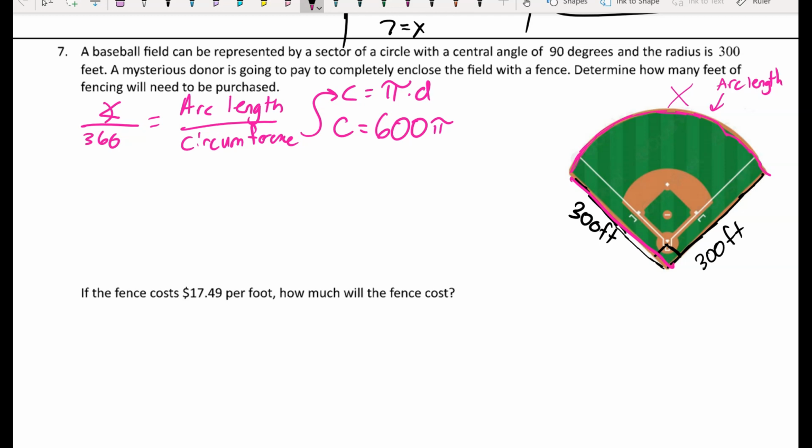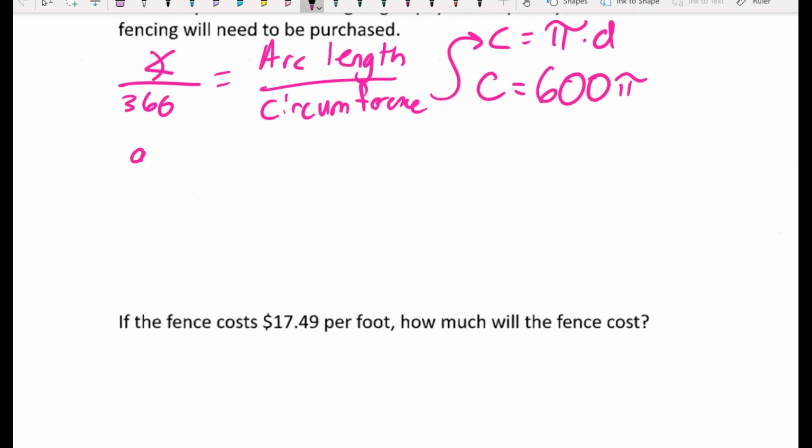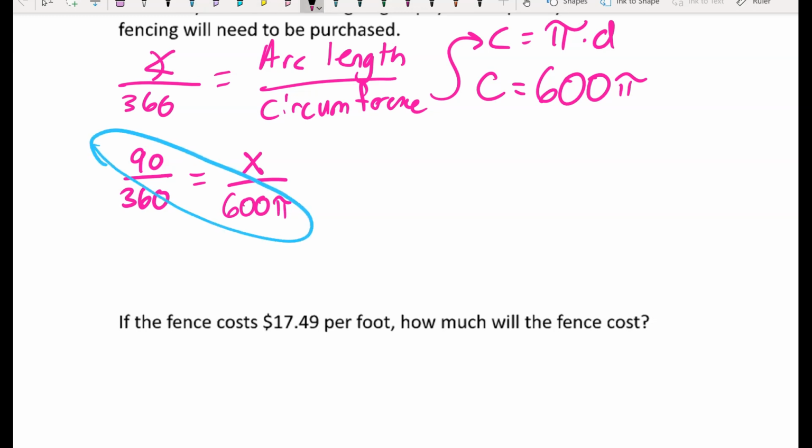So I'm going to set up a proportion here. My central angle is 90 degrees, divided by a full rotation of a circle, 360, equals my arc length, which I don't know, divided by my full circumference, which I know is 600 pi. Now to solve any good proportion, I'm going to cross multiply. If I multiply 90 times 600 pi, you could just type that into your calculator if you want. I normally leave the pi until the end, so I just multiply the 90 and the 600 in my calculator to get 54,000 times pi, because I didn't type in pi to my calculator yet, and 360 times x is just 360x.